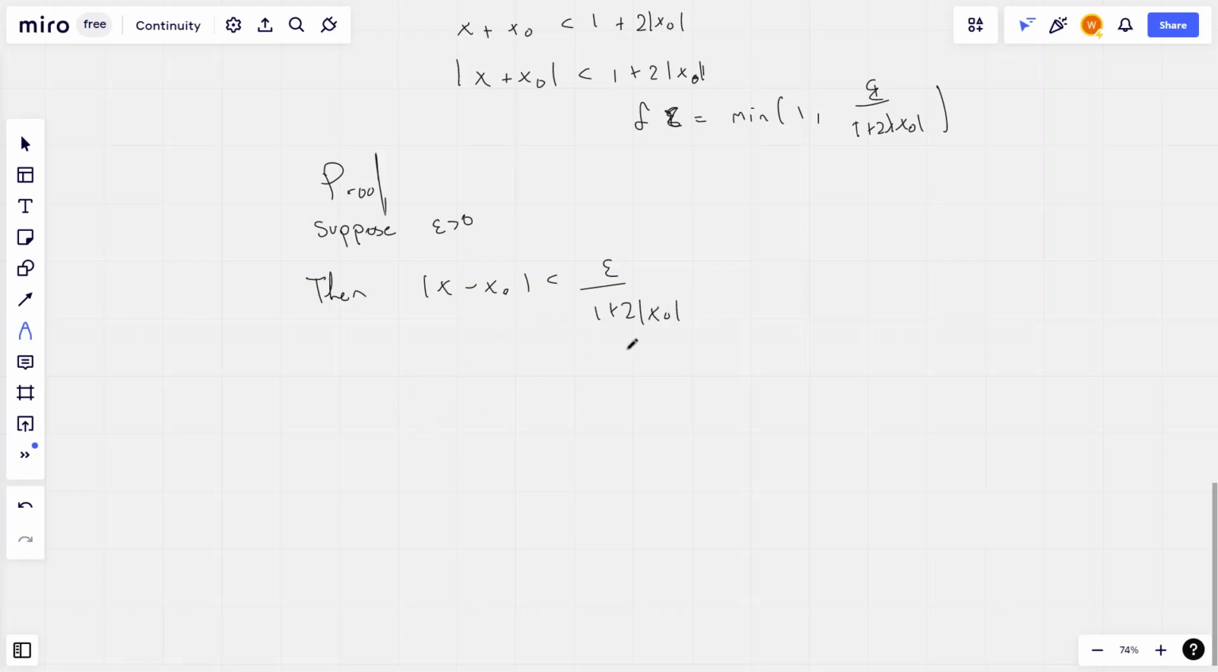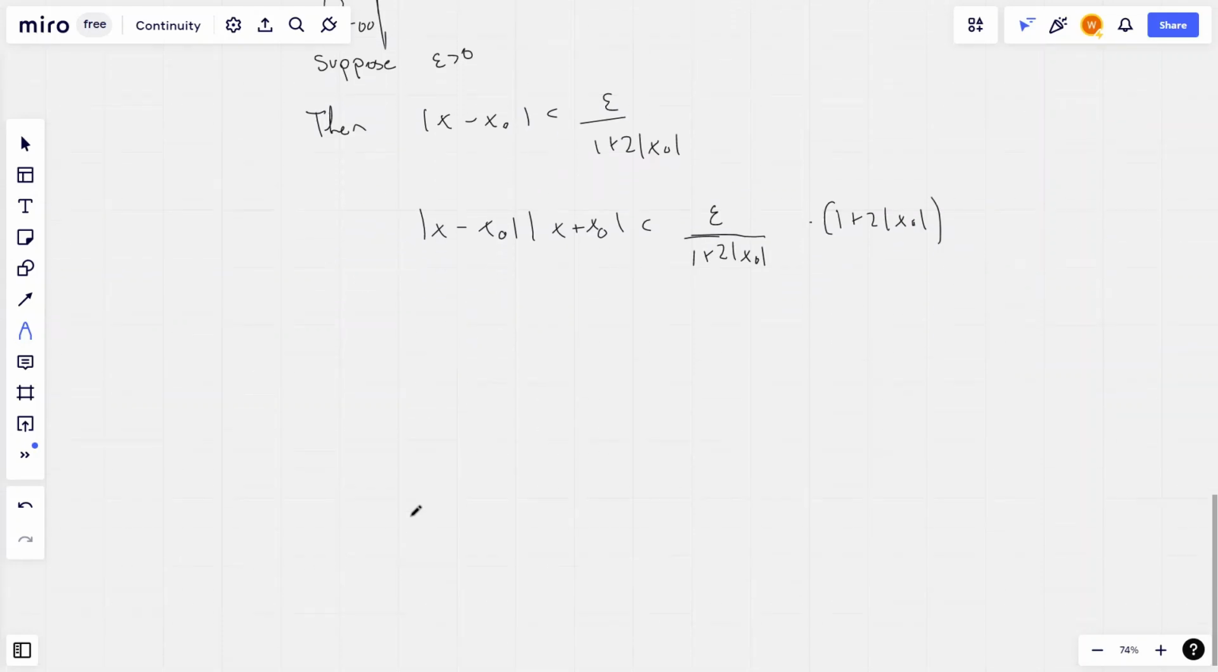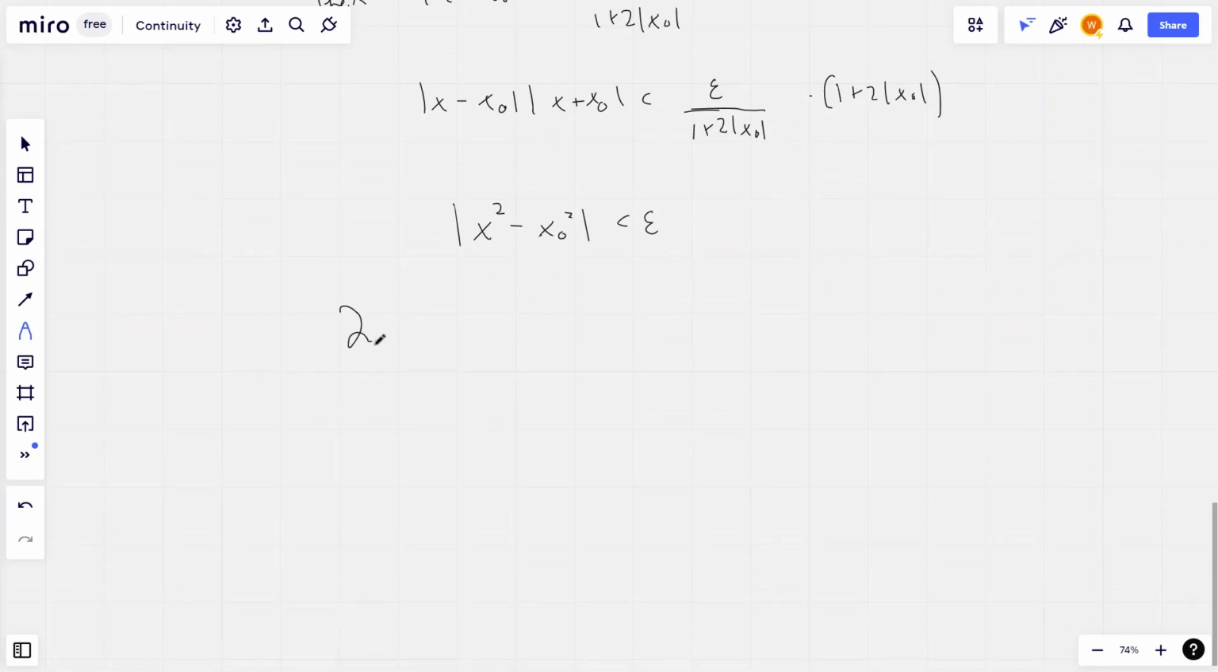And so multiplying by the modulus of x plus x naught, we get that this is less than epsilon over 1 plus 2 times the modulus of x naught, times 1 plus 2 times the modulus of x naught. And therefore we get that x squared minus x naught squared is less than epsilon, and so hence x squared is continuous.